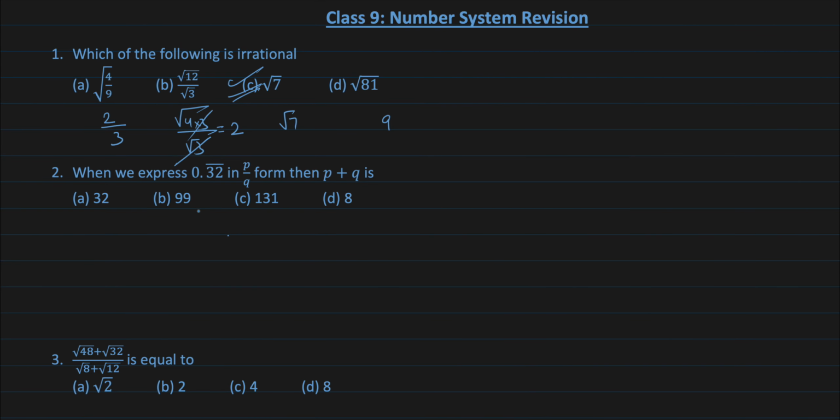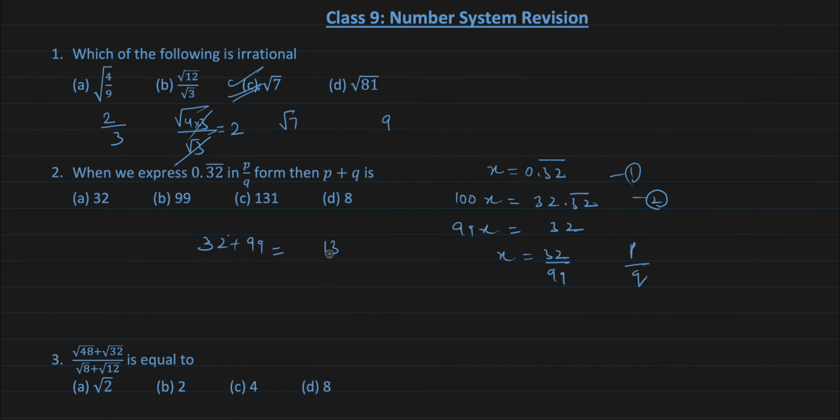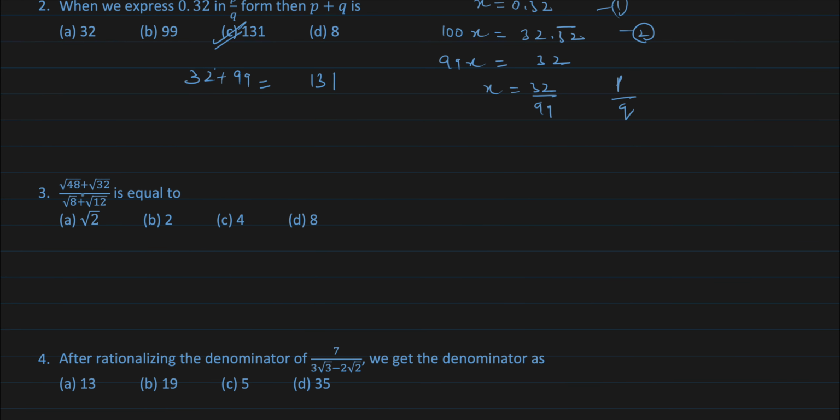Question number 2, express 0.32 bar in the form of P by Q and then find out P plus Q. So we have x as 0.32 bar. As the bar is on 2 digits, 2 digits are repeating, so multiply by 100. Subtract 1 from 2. So 99x equals 32, so x is 32 by 99. So P by Q, P is 32 and Q is 99. Their sum comes up to be 131. So C option.